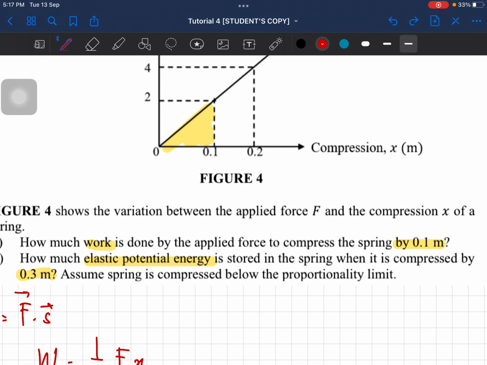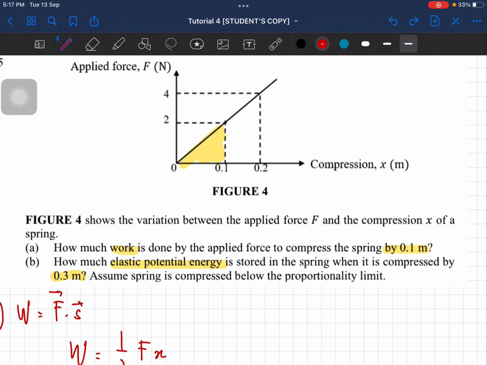Okay, so cara kita mencari the gradient of the graph is just tiga segi macam ni lah. Besar juga kan kita buat. Actually kita boleh buat gini juga. Kita buat gitulah. So this is your gradient.